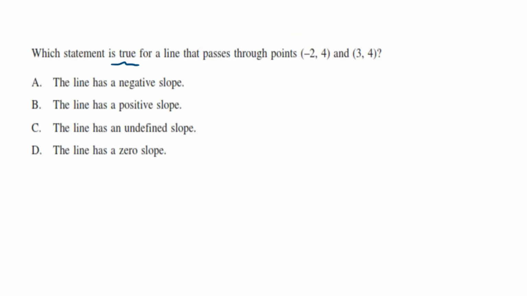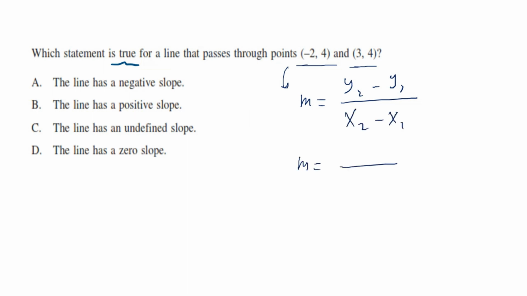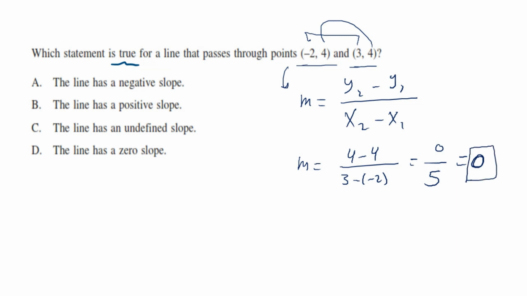Which of the following statements about the line passing through these 2 points is true? First, I need to find the slope. And the slope is y2 minus y1, the difference of the y, over the difference of the x coordinates. So it's 4 minus 4 over 3 minus negative 2. So it's 0 over 5, which is equal to 0. In case the slope is equal to 0, the straight line is a vertical or a horizontal line. In case the slope is 0, the straight line is a horizontal line.